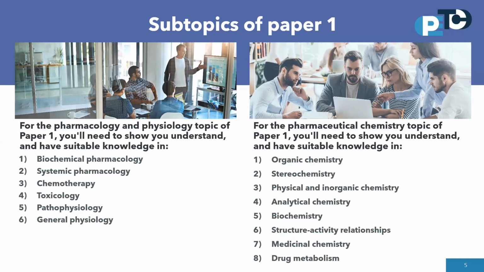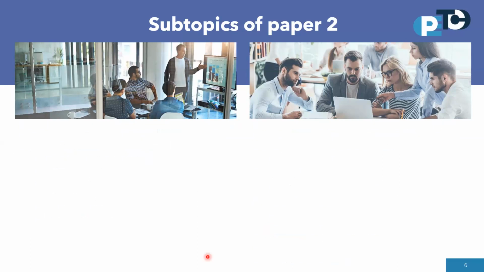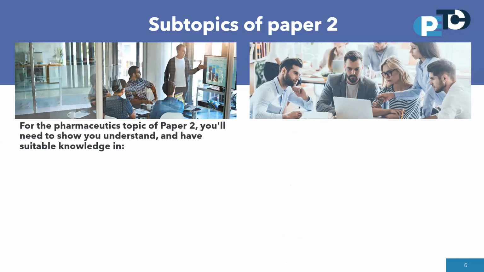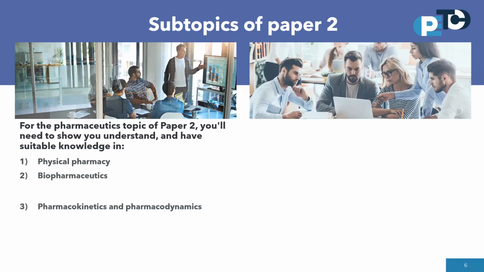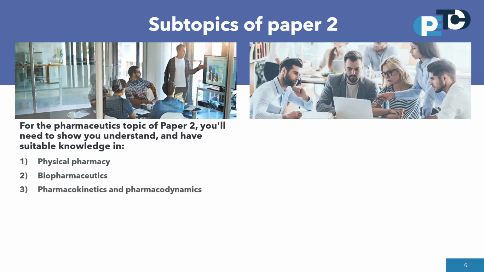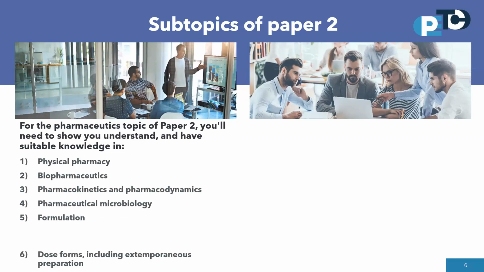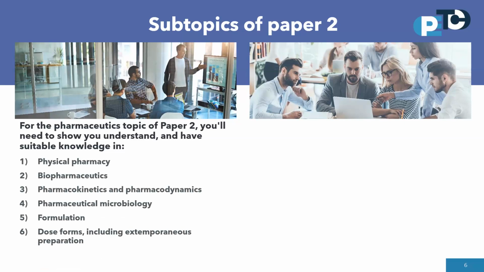Let us see the content of paper 2. Paper 2, pharmaceutics and therapeutics. So we need to know the physical pharmacy. We need to know the biopharmaceutics. We need to know pharmacokinetics and pharmacodynamics, an important topic also. Pharmaceutical microbiology, formulations, different formulations, and the excipients that are present in those formulations, dosage forms, including extemporaneous preparation.